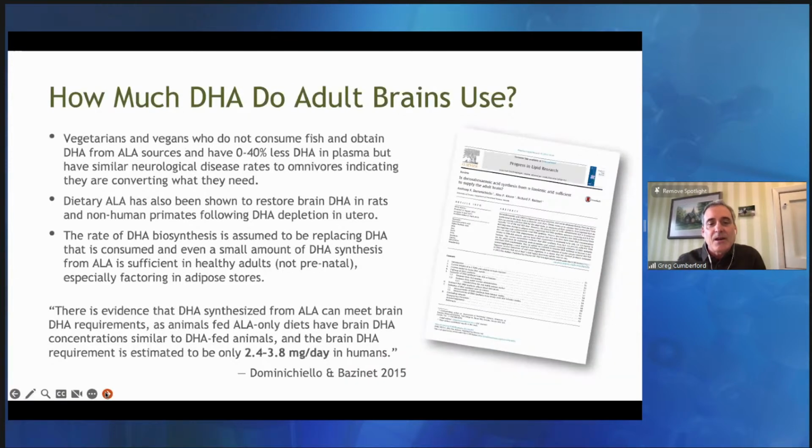And then coming back to the team that Adam is part of with Richard Bazinet, they did an important study that was asking how much DHA does the adult brain use? And they were able to show that this is actually a far lower amount than we might think, at the level of single milligrams per day, rather than tens or hundreds or gram levels of DHA that's being consumed. And that's an important, I think, consideration.